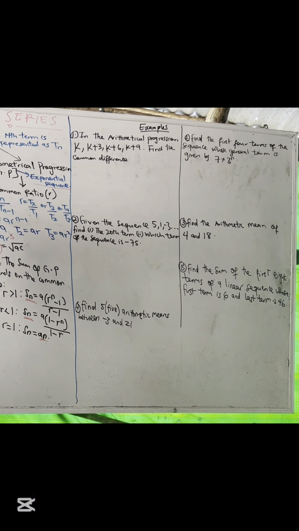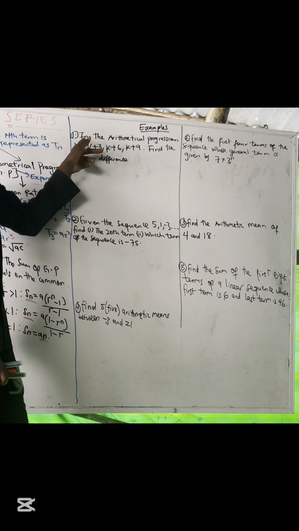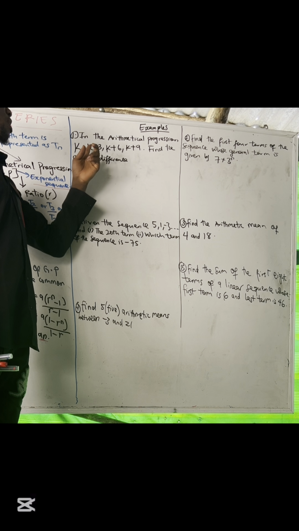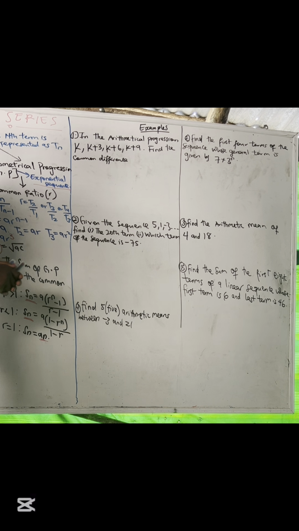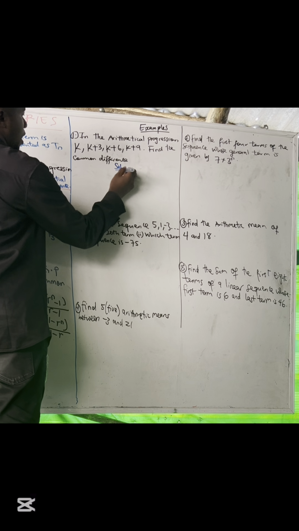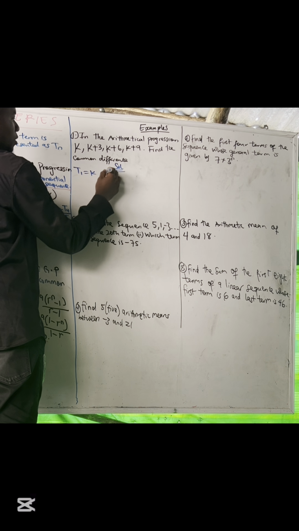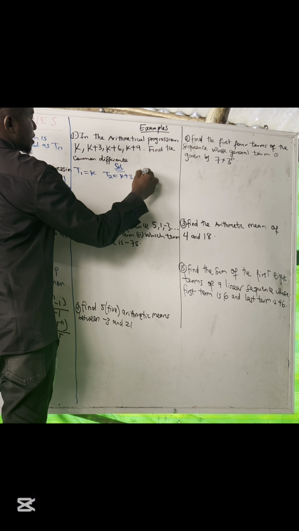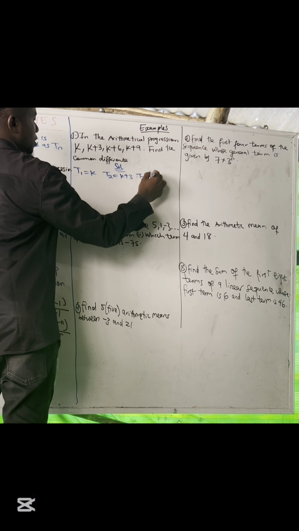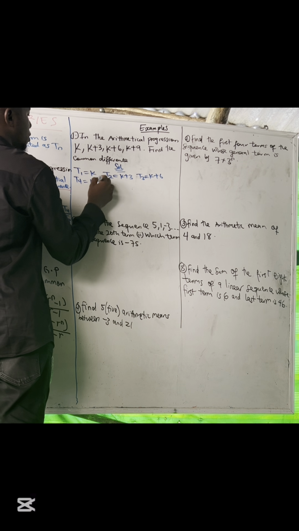Okay guys, so we have some examples here. The first example we have here is that in the arithmetical progression, k, k plus 3, k plus 6, k plus 9. Find the common difference. You just write solution. Your T1, that's the first term, is k. Your T2, that's the second term, is k plus 3. Your T3 is k plus 6. Your T4 is equal to k plus 9.